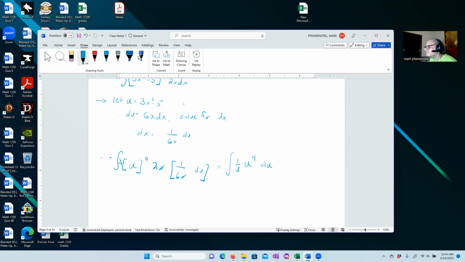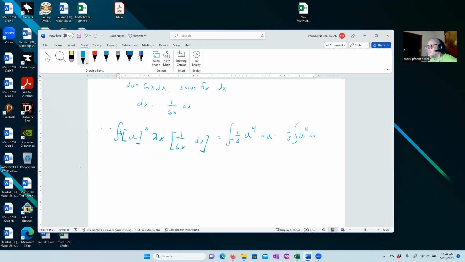Now, constants will float through the integral sign, just like constants will float through a derivative. So we're going to end up with 1/3 integral u to the fourth du. Now we can integrate this using our power rule. That's not going to be so bad. So we're going to end up with 1/3 u to the fifth plus an arbitrary constant.